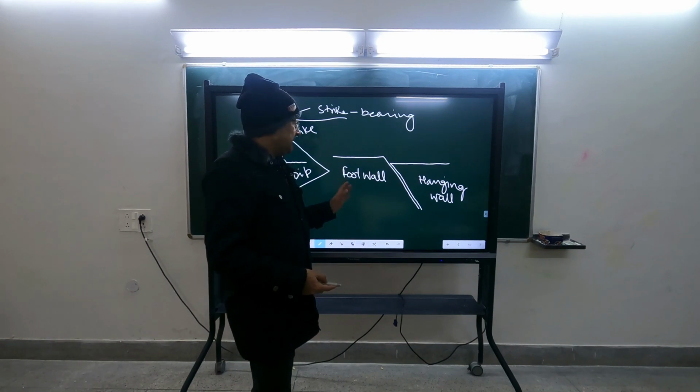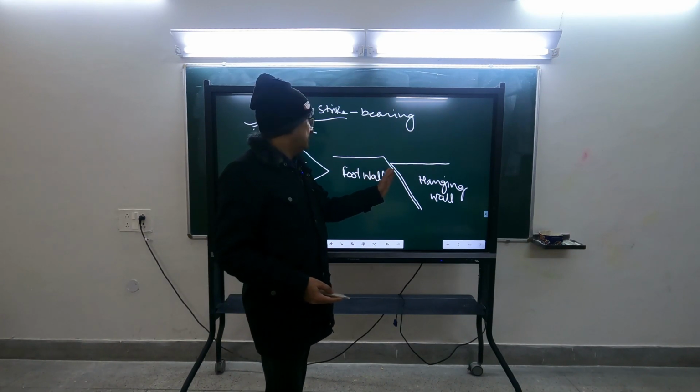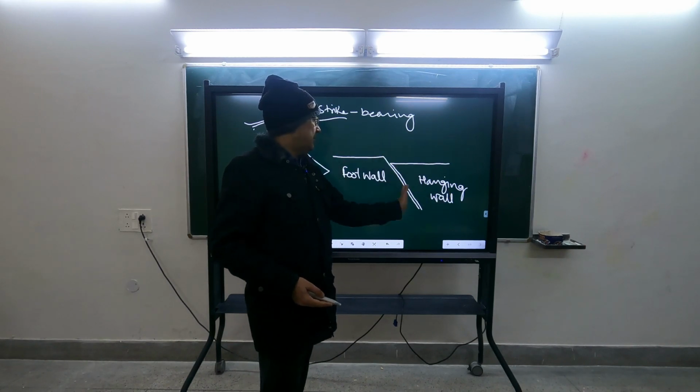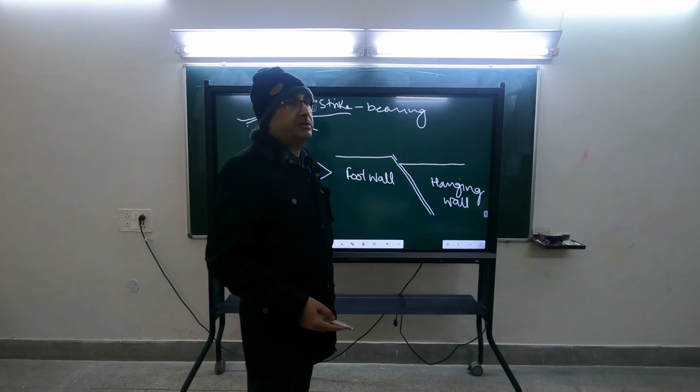And it has been found that the earthquake intensity on foot wall side is different, hanging wall side is different. So earthquake is occurring at this fault, the motion caused on this side is different, the motion caused on this side is different.